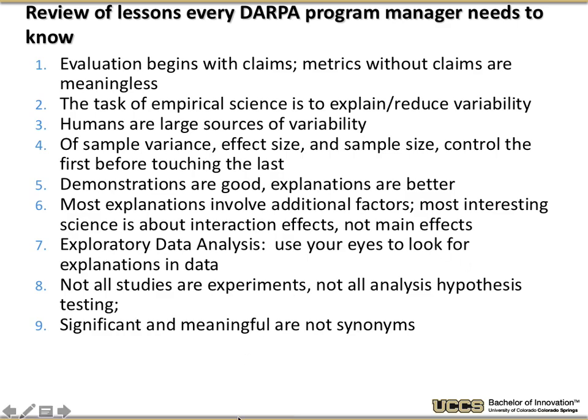So these were the 9 lessons from Cohen for DARPA program managers. All of these can be applied to your thesis when you're trying to do your research. In fact, all of these have now gotten rid of the word DARPA. They started with DARPA programs, but now they're just: evaluation begins with metrics and claims, explain, reduce variability. Humans are a large source of variability, of sample variance, effect size, and sample size, control variance.